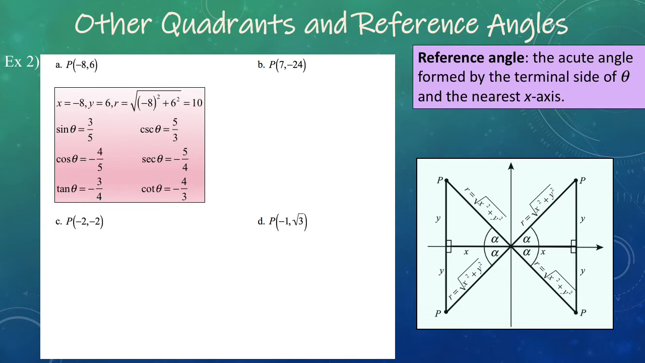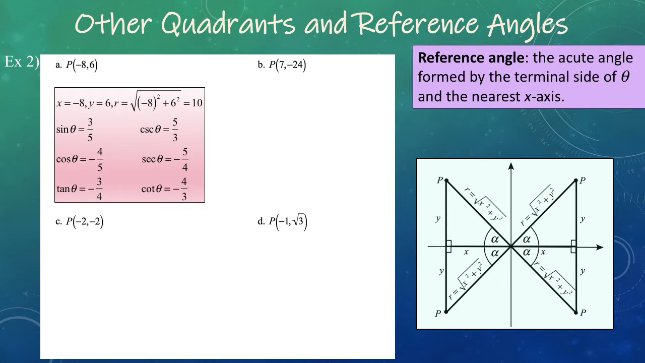So x is -8, y is 6, and r is the square root of (-8) squared plus 6 squared, which is 10. So when we find our trig functions, sine theta is equal to 3/5 as we reduce the fraction. Cosine theta is -4/5, and tangent theta is equal to -3/4. And the cofunctions: cosecant theta is 5/3, secant theta is -5/4, cotangent theta is equal to -4/3.